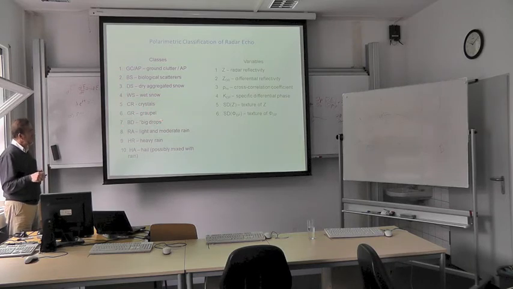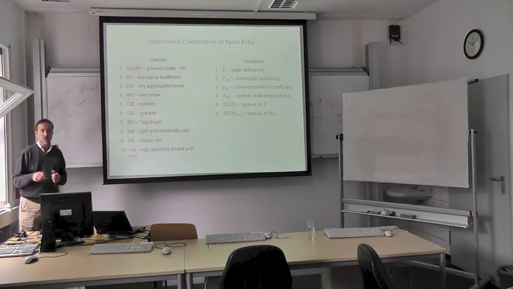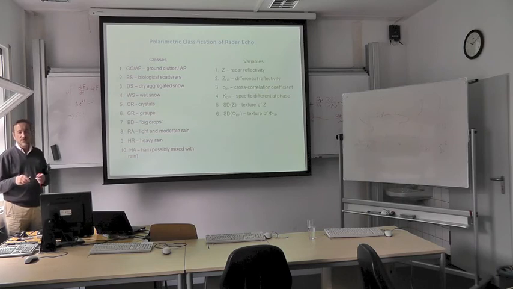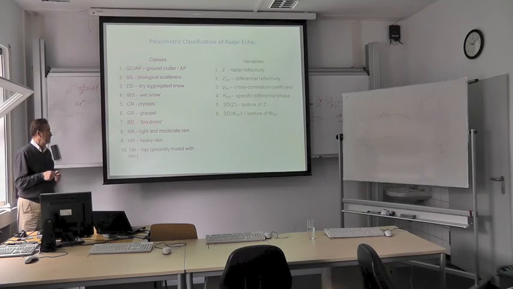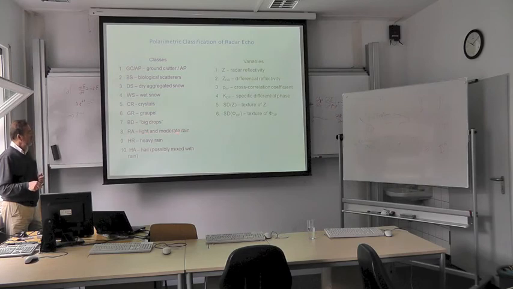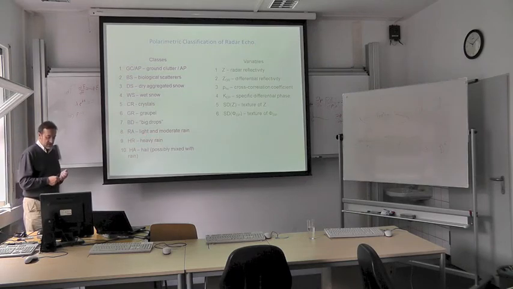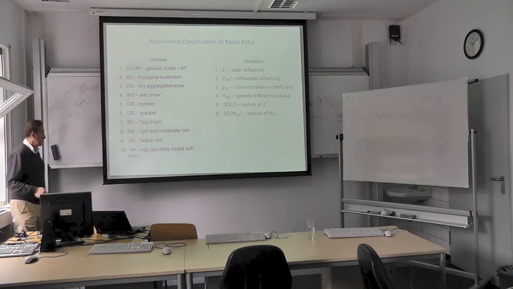By big drops, we mean rain, but rain which is dominated by the presence of big drops, so probably it would be more accurate to say with a deficit of small drops, like the typical situation in updrafts, for example. So it's maybe good to say it's for convective updrafts. Then rain: light, moderate rain, and heavy rain. We distinguish between these two categories because heavy rain presents some public concern very often. And hail, possibly mixed with rain.